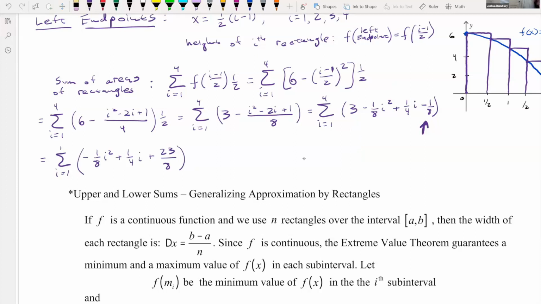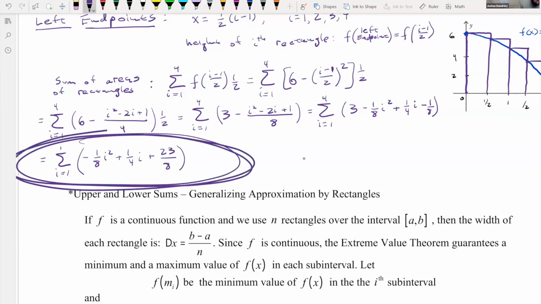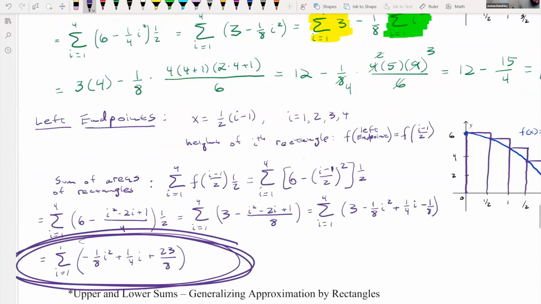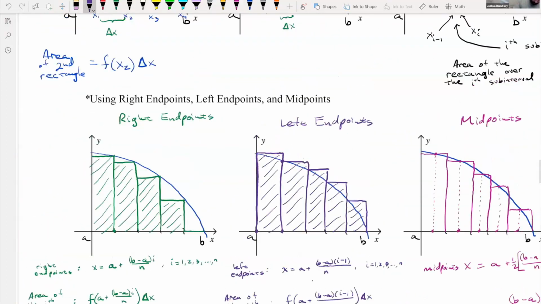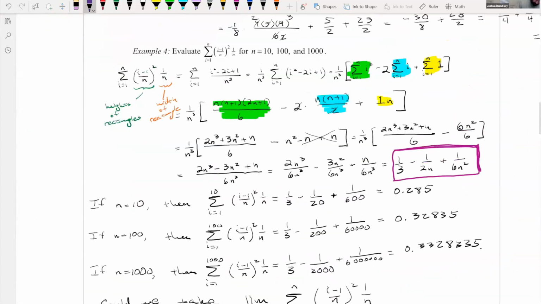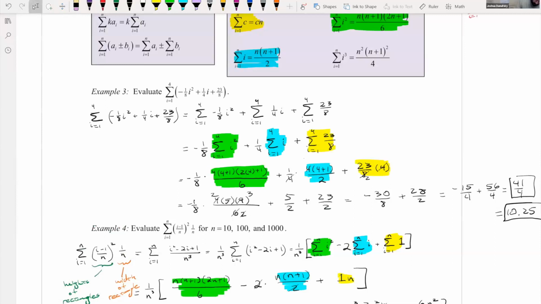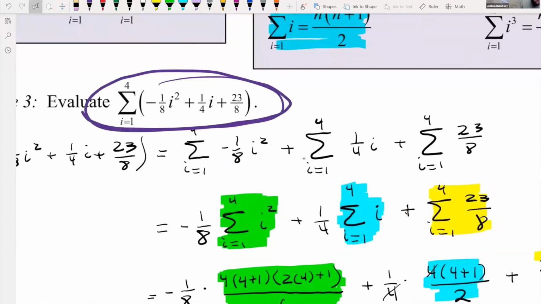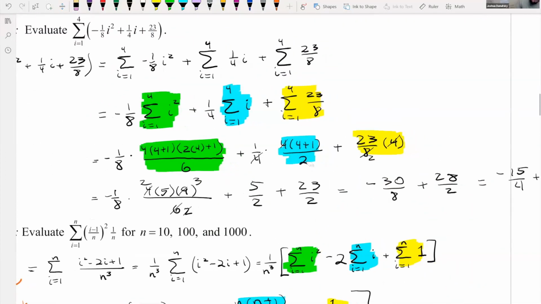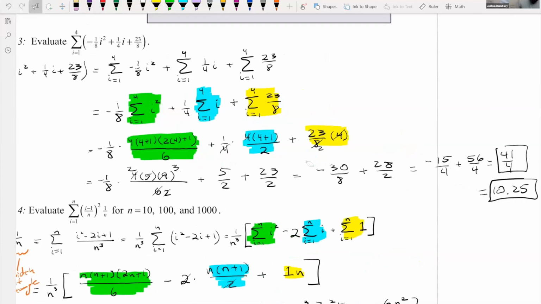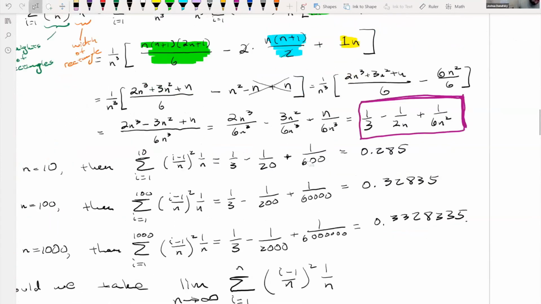So if we can go ahead and evaluate this, we're done. Well, there's good news, because if you look at what you see right here, and then we scroll up to an example we did earlier, right here, it's this, isn't it? That's exactly what we just came up with using left endpoints on our function with 4 rectangles. Great, we've done this work. We know what this is. The result of this thing is 10.25. So which example was that? That was example 3.